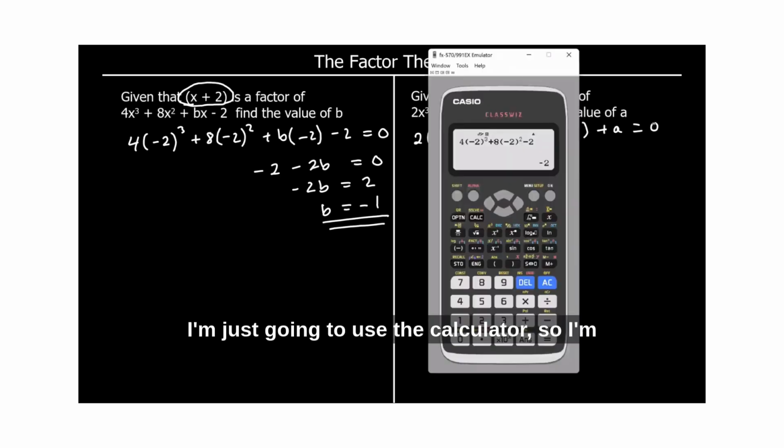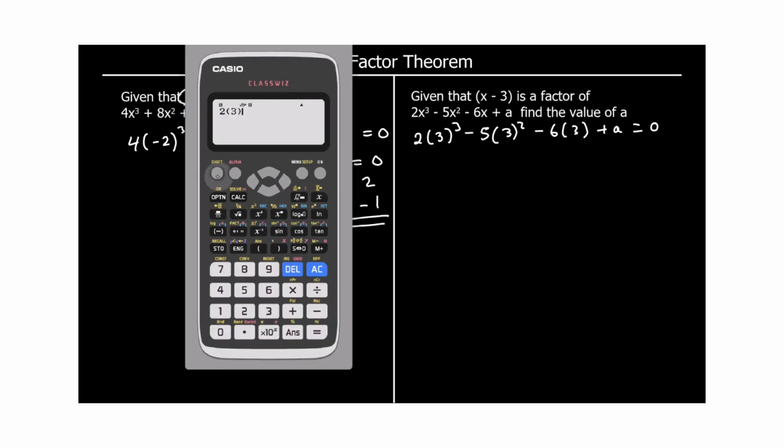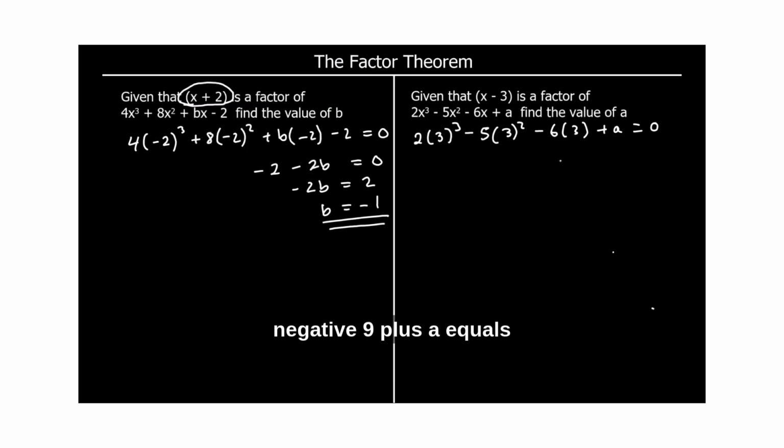And again, I'm just going to use the calculator. So I'm going to have 2 times 3 cubed minus 5 times 3 squared minus 6 times 3. So that's negative 9. So negative 9 plus a equals 0. Add 9 to both sides. a must be 9.